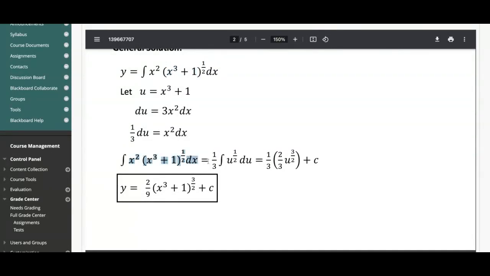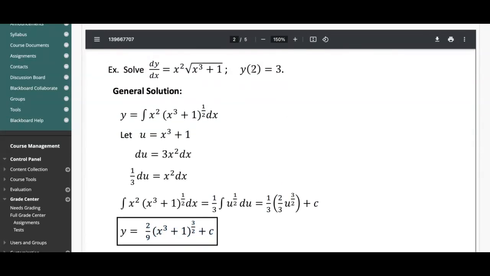So this becomes 1/3 of the square root of u du. Right. Then we can integrate this, use the power rule. That becomes 2/3 times u raised to the power 3/2, then plus c. Then we substitute u back into x cubed plus 1. So we get a solution for the equation, which is a family of equations.